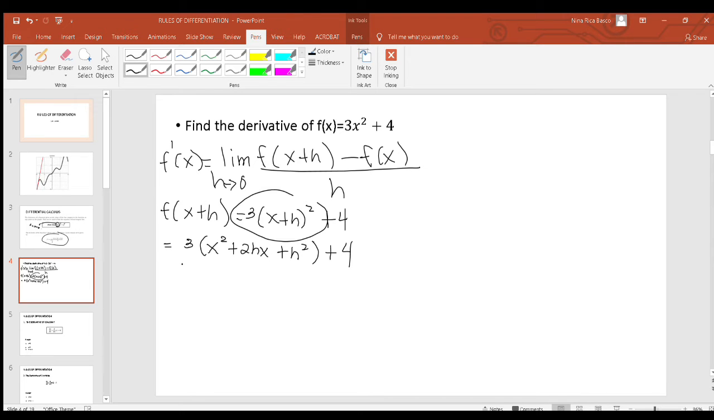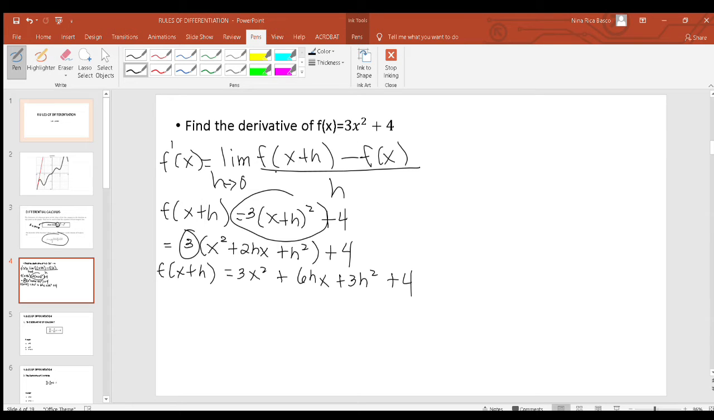Distribute the 3x squared. Mali. Distribute natin yung 3. 3x squared plus 3 times 2hx is 6hx. 3 times h squared is 3h squared plus 4. Ayan. Ayan na yung f of x plus h natin. And then, yung f of x natin, syempre, ayun na yun, 3x squared plus 4.